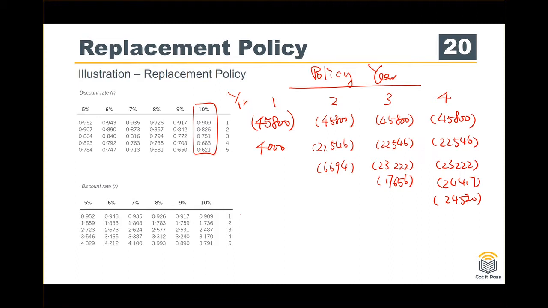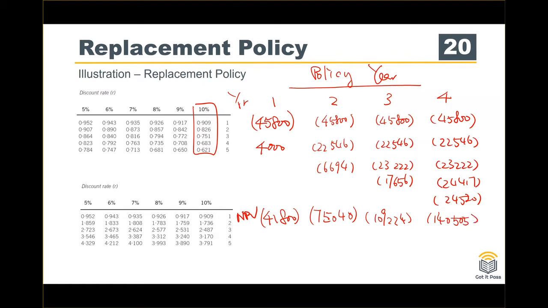Then you find out the NPV. For the 1-year policy it is 41,800, and for the 2-year policy it is 75,040. It's all negative numbers. I'll show you all here.